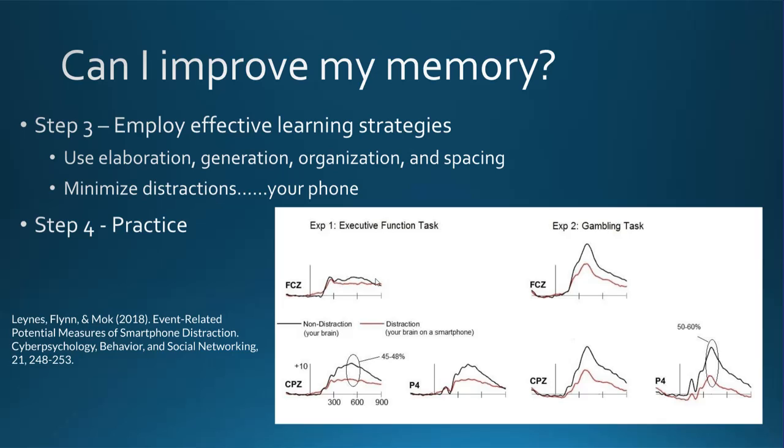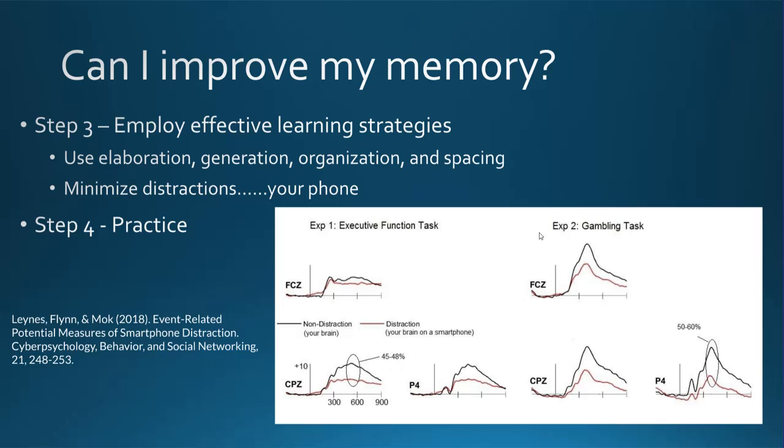This black line is sort of when they were doing the task without distraction. And then we had them do the task again when they were using their smartphone. That's sort of this brownish red line here. And we measured how much of a drop in this ERP, this measure of brain activity, that we got. And in the first study, 45 to 48%.